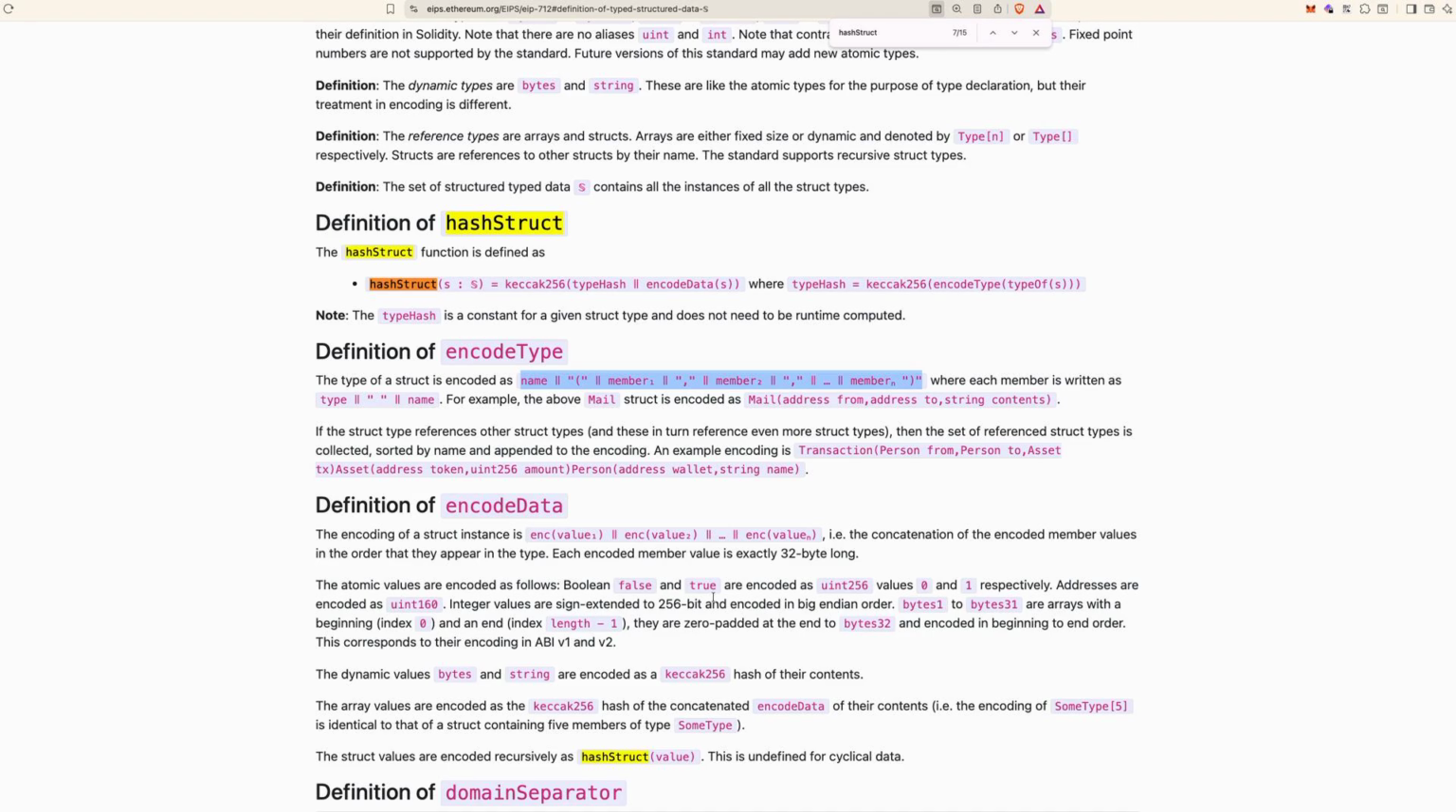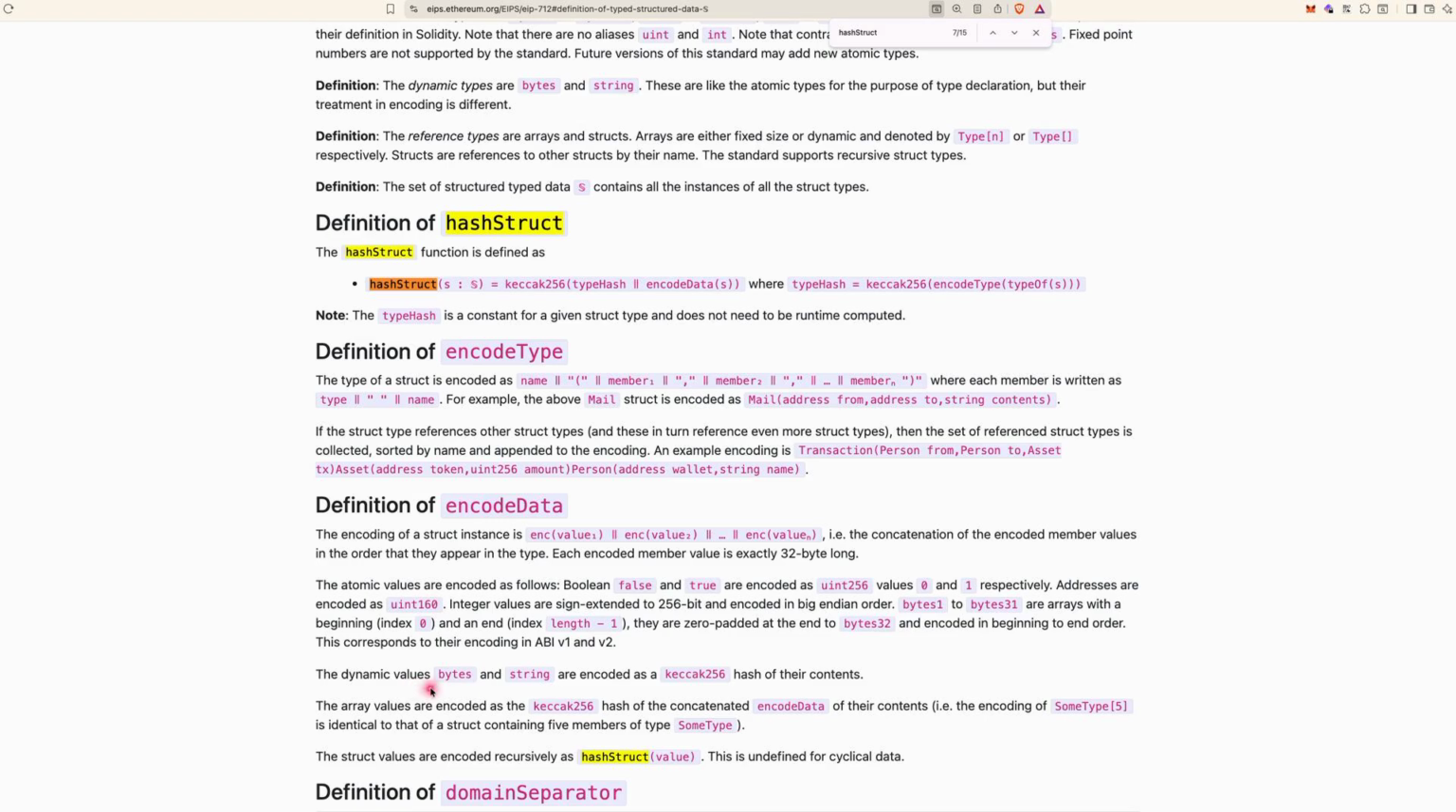Boolean false and true are encoded as uint256 values 0 and 1. Addresses are encoded as uint160. Integer values are sign extended to 256 bits and encoded in big endian order. bytes1 to bytes31 are arrays with a beginning index 0 and an end index length-1. They are zero padded at the end to bytes32 and encoded in beginning to end order. This corresponds to the encoding in ABI v1 and v2.